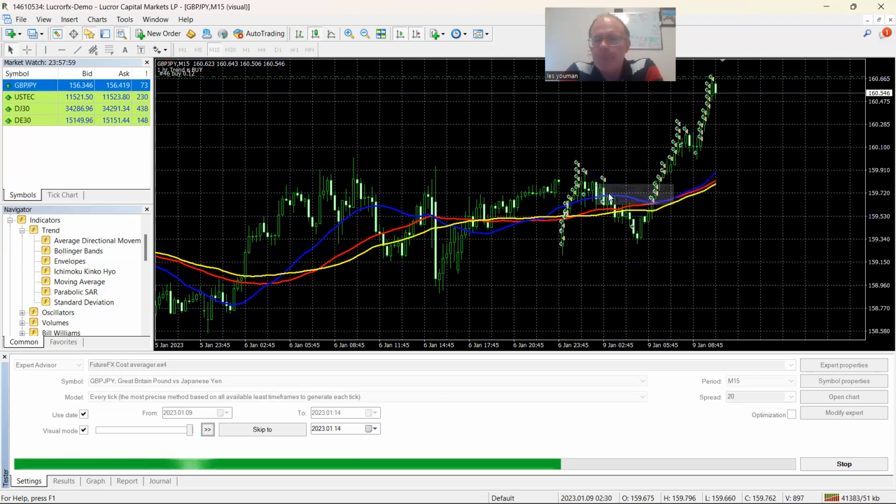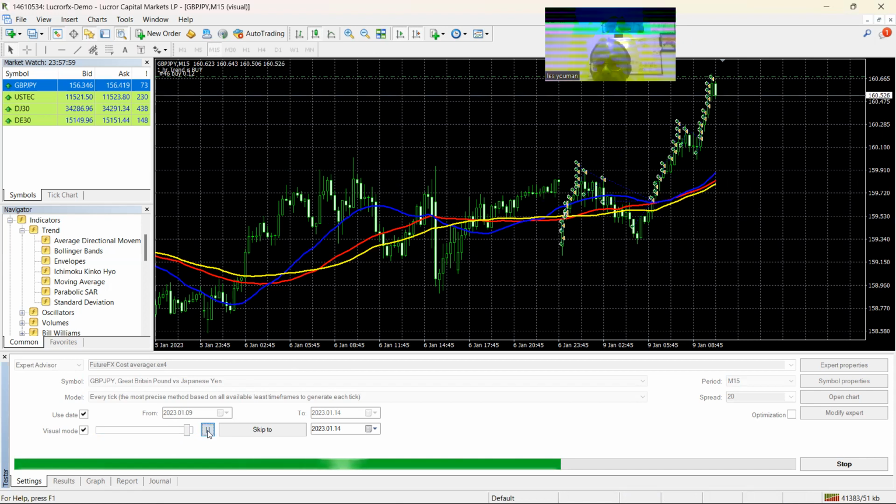It's taken a couple of trades down here, and then when the market's turned, it's closed them out. So that's why I call it cost averaging. It cost averages into that position and then closes them as a group profit. And then it's banged out a heap of more little profits all the way up here. Slow it down a bit and we'll just watch it in action.